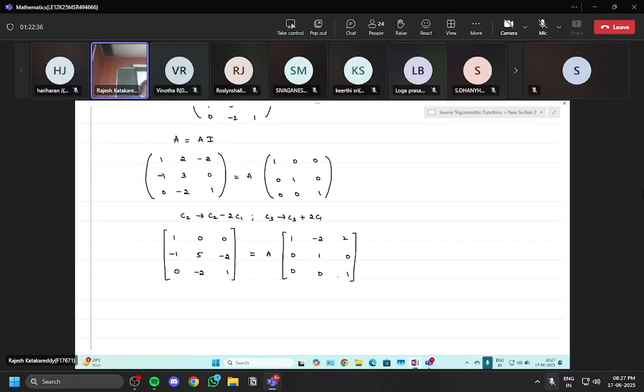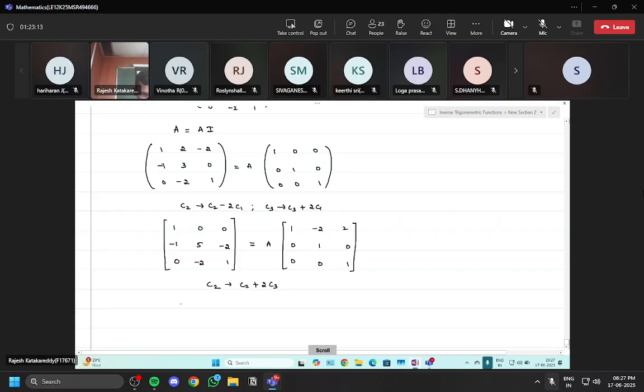Listen carefully. One more thing you should keep in your mind. Please don't make noise. In the process of making this one as 1, please don't spoil the 0. If you spoil the 0, then again you should create 0. So how to make 1 here? We can write column 2 changes to column 2 plus 2 times column 3. So now 1 minus 1 is 0, and 0 plus 2 times 0 is 0 only. Clear?